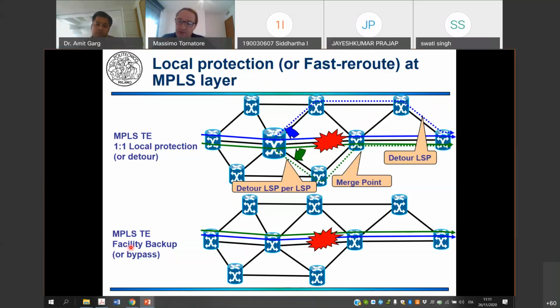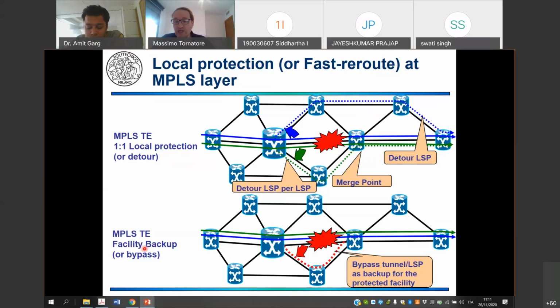Instead, the other version of MPLS local protection, which is called facility backup, simply, when you calculate the backup path, is a single backup path for all the connections on the same link. So you see here you have two backup paths for the two connections. Here you have a single.